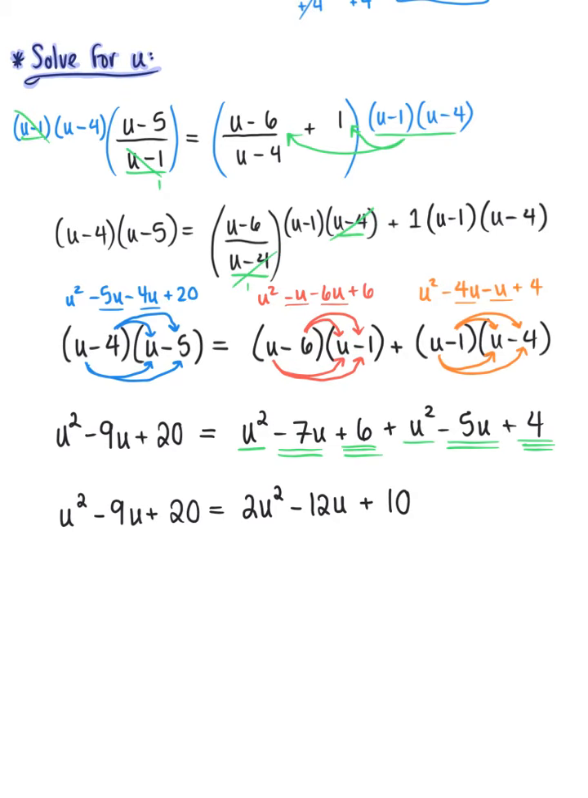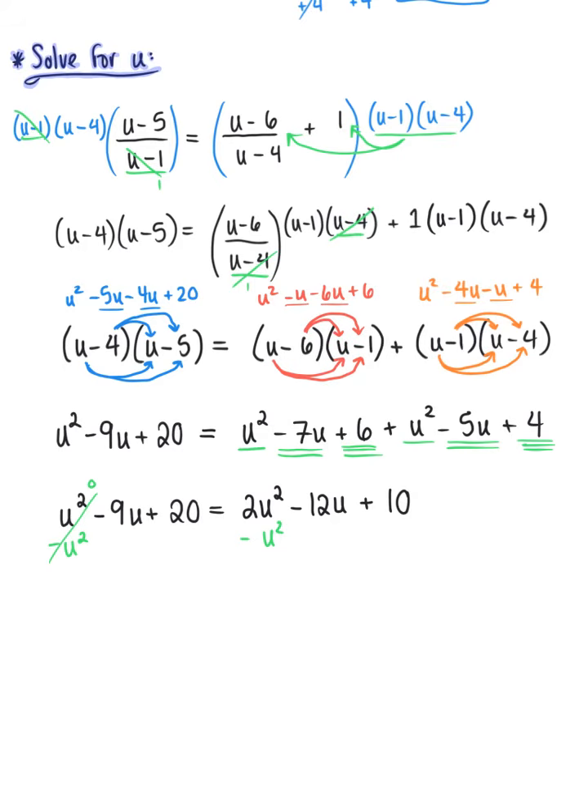Phew! So at this point, we want to recall that in order to solve for u, we need to set this expression equal to 0. So noticing that we have a larger u squared on the right-hand side, I'm going to begin by subtracting u squared from both sides of the equation. And we can see u squared minus u squared goes to 0.